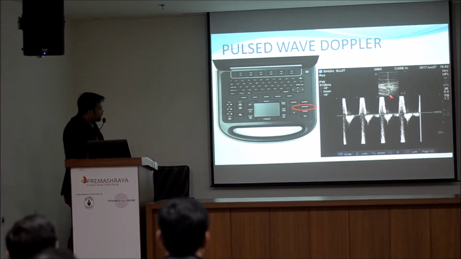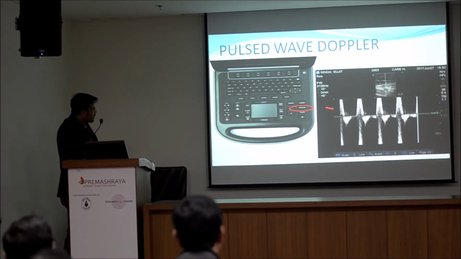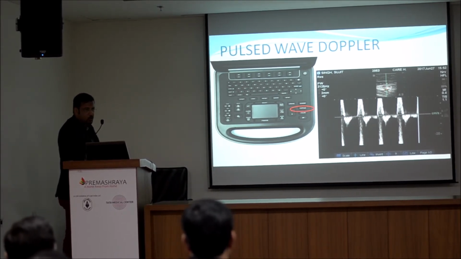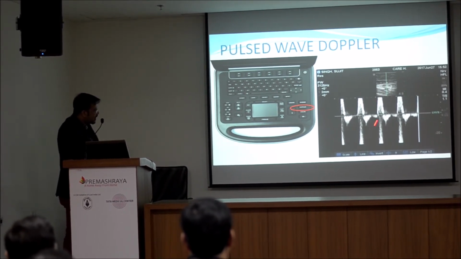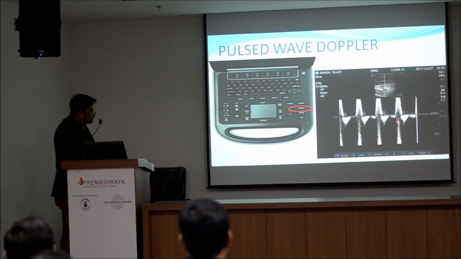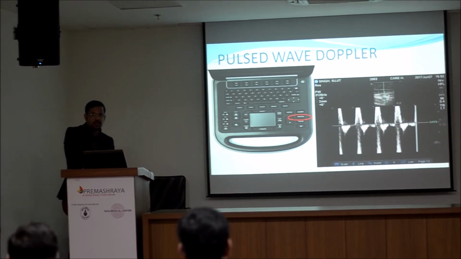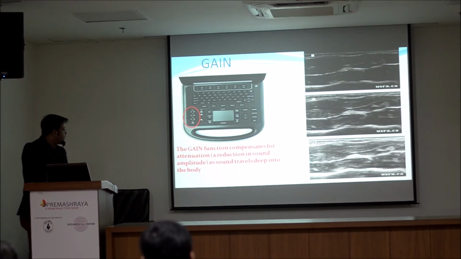Now you want to know whether it's artery or vein. Just take a cursor, press this button, put it in the middle of that anechoic structure. If it's an artery, you will have an arterial waveform. If it's a vein, you will have a venous waveform. And by this, you can differentiate whether it's an artery or a vein.